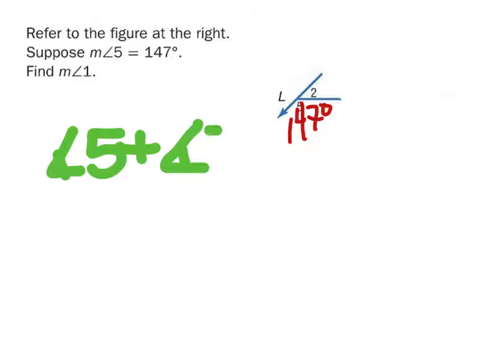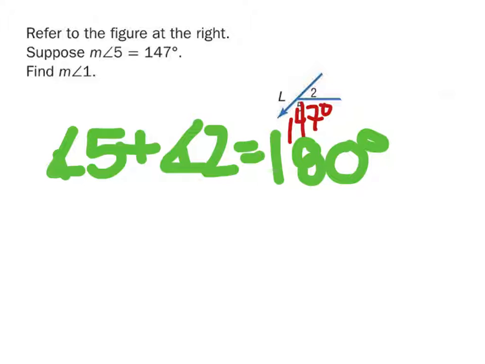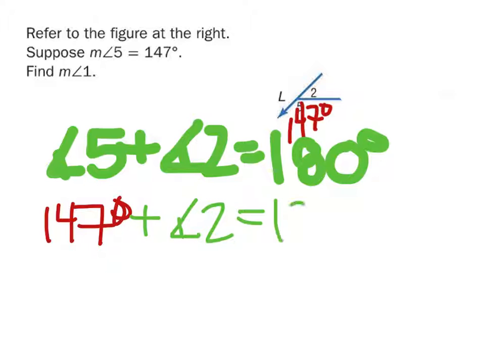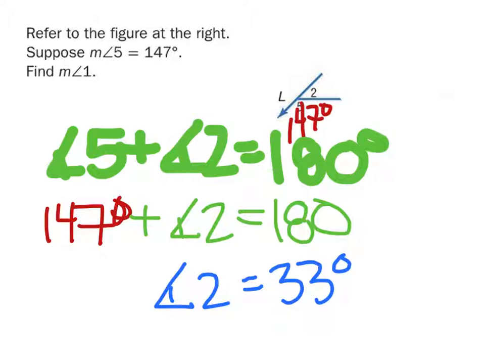plus angle 2, they're supplementary, so they're equal to 180 degrees. Now we already know and we can see that angle 5 is 147 degrees. And if we add that to angle 2, we'll get 180 degrees. All right? So you can use the switch and stay game to solve this, whatever you may want to do. In any case, you'll get angle 2 is equal to 33 degrees. Okay, now that's not what we were looking for. We were looking for angle 1, but this will lead us into the rest of it, okay? So angle 2 is 33 degrees.